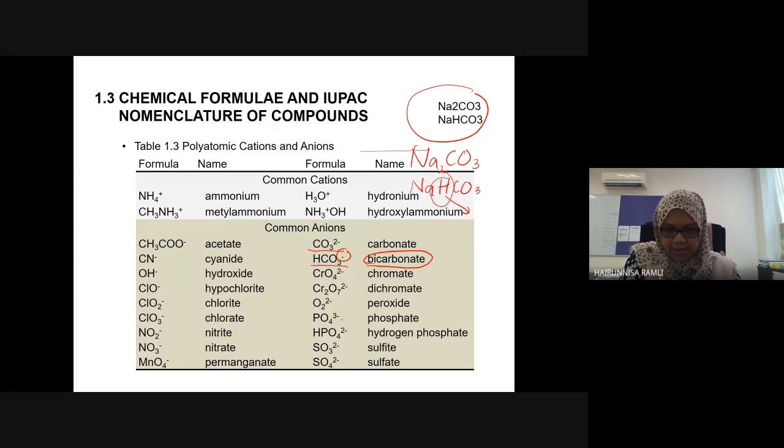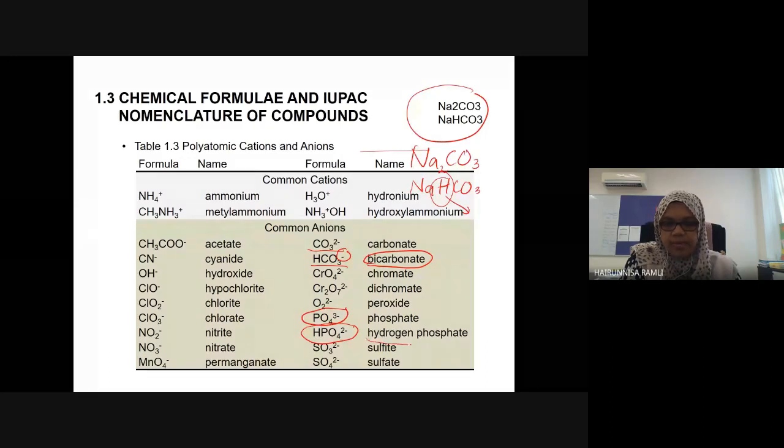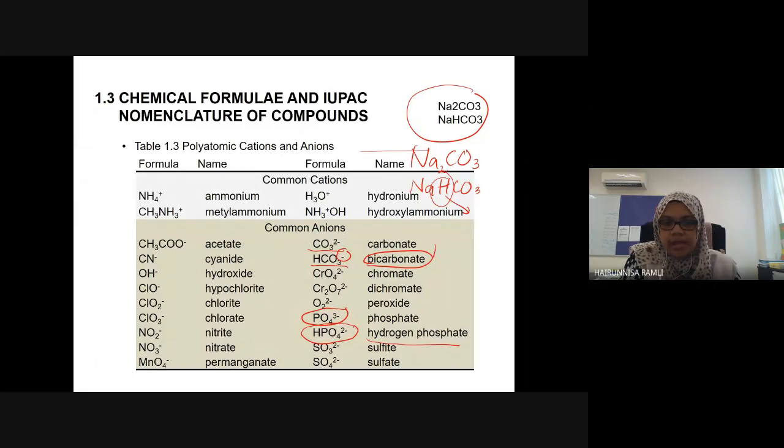Okay, contoh macam ni. You tengok kat sini, this is phosphate. When you add hydrogen, it's not hydrogen, it is actually H+. The name will become hydrogen phosphate. Same goes to HCO3. Other name is hydrogen carbonate. Okay, ni a few lah example.